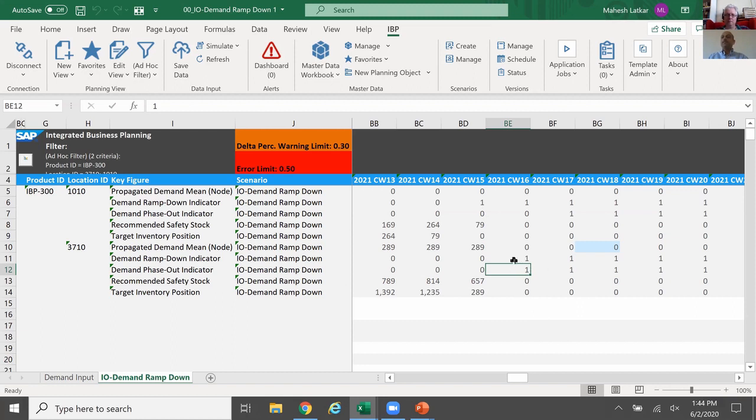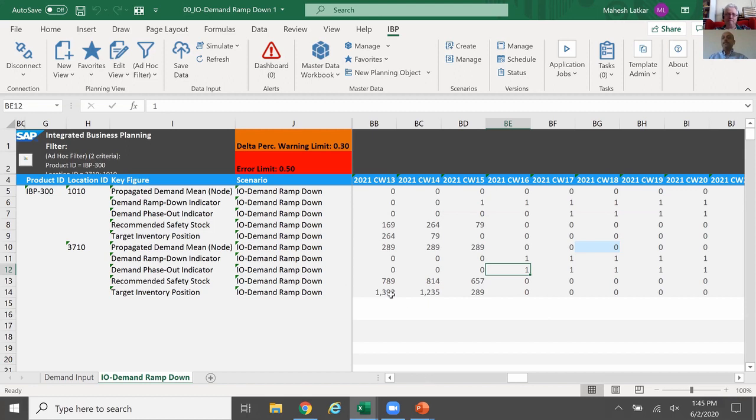And you can see this impact with these numbers. So here in week 14, you had recommended safety stock of 800, but now it is coming down to 600 odd. Similarly for the target inventory positions, it was 1200, now it is just recommending 289, because it can guess that your product is getting phased out since there is no demand in the future. Yeah, so that will leave me with little unsold product, or hopefully none.